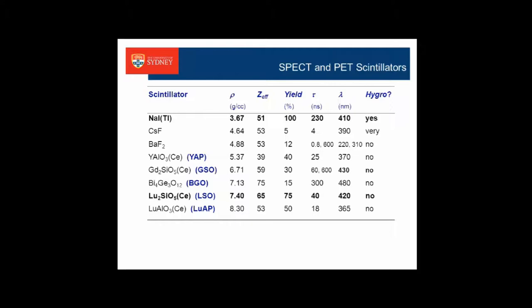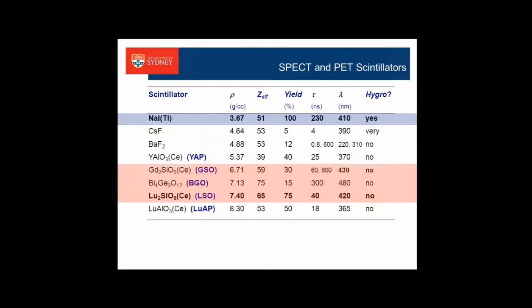And I'm not going to go through all the details on this table, but just to highlight a couple of the common scintillators that are used in SPECT and PET. So first of all, sodium iodide doped with thallium is by far the most common scintillator for SPECT. And the more common PET scintillators are shown here. You'll see PET systems with one or other of these detectors. BGO is not used so often these days, but you'll still find some commercial systems that use BGO.